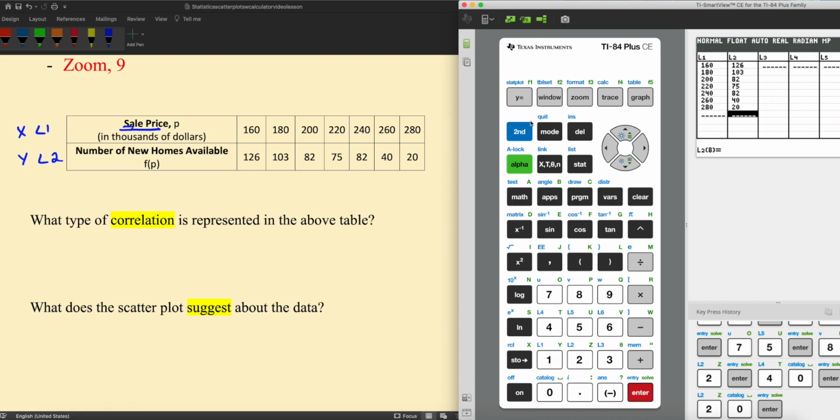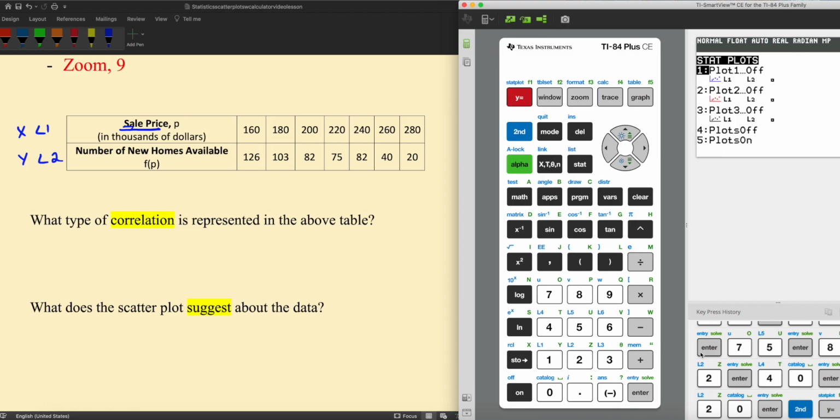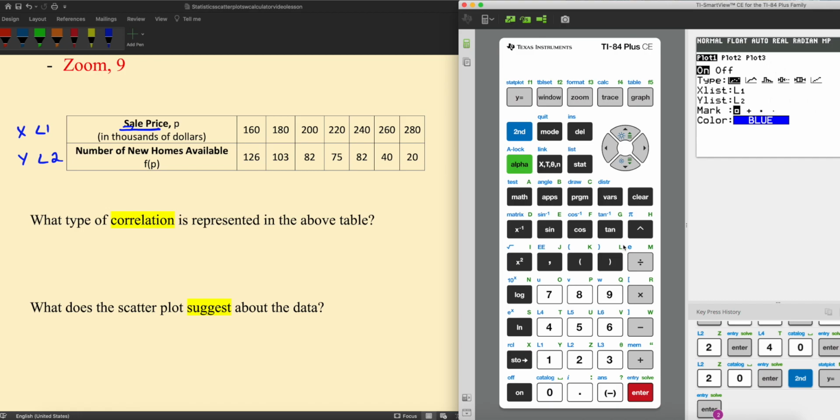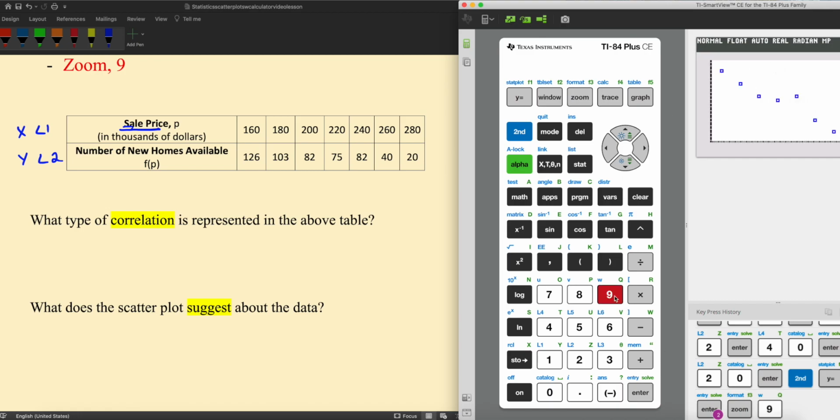I do. So now I hit second, Y equals, enter to lock on my scatter plot, and then it's zoom 9. Boom. And there you go. Now, what did I tell you about this in the last lesson? And I'll put a card up at the top for it, right? Notice these are trending down. That is a negative correlation, okay?